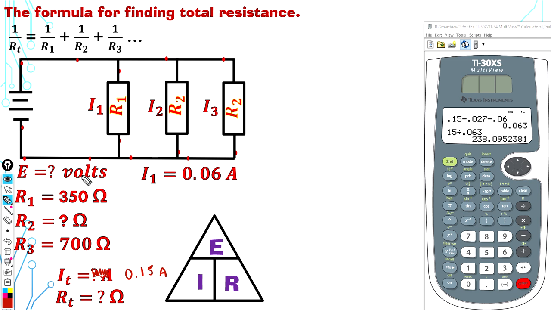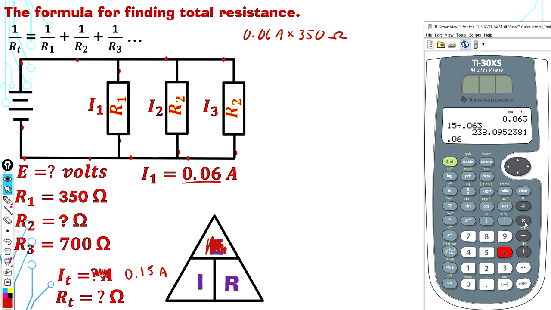All right. So I'm going to go ahead and find my voltage first. So I've got my 0.06 amps going through 350 ohms on this first one. So I'm looking for voltage, I cover up the E. It's I times R. So I've got 0.06 amps times 350 ohms. 0.06 times 350. That's going to equal 21 volts. All right, so I've got 21 volts here, 21 volts here, 21 volts here.